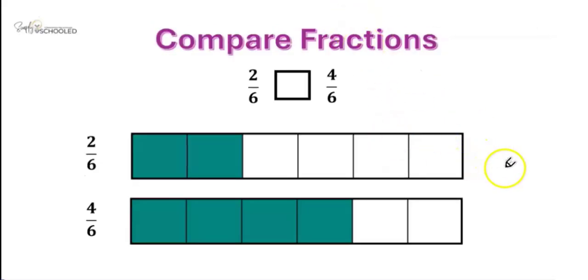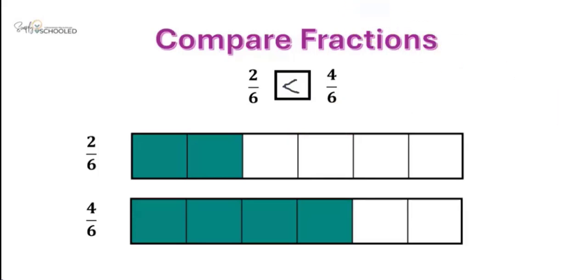Here's another example. Both of these models are rectangles divided into 6 equal parts. So the denominator for both of them is 6. The top one has 2 shaded, so it's 2 of 6 equal parts. The bottom one has 4, so it's 4 of 6 equal parts. And it's very easy to see that 2/6 is less than 4/6.